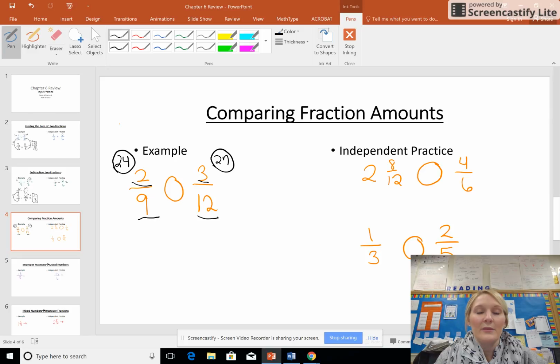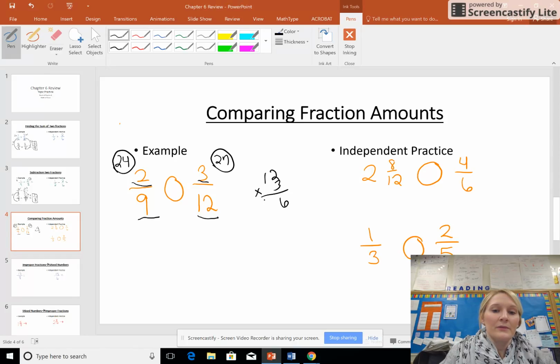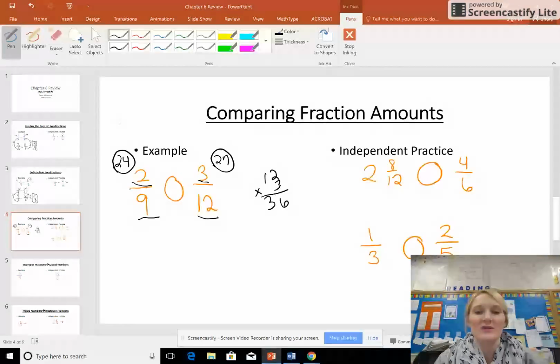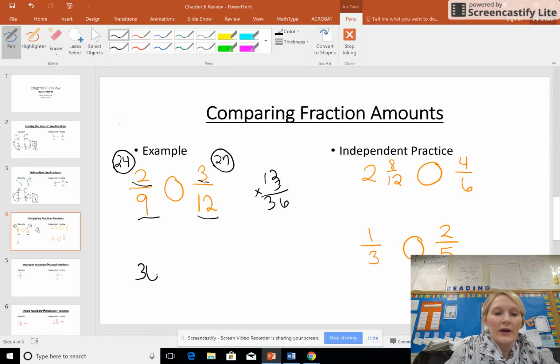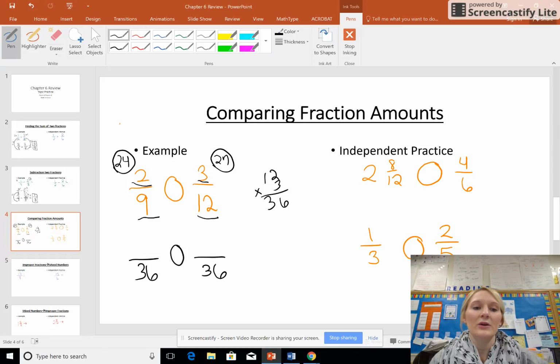I could also find a common denominator between 12 and 9. Well, I know that nothing times 9 will give me 12, so I can't use the number 12. But if I start to think about 12 times 2 is 24, is there anything that can be multiplied by 9 to get to 24? No. If I multiply 12 times 3, and if you need to do this off to the side, that's perfectly fine, 2 times 3 is 6, 3 times 1 is 3. Is there anything times 9 that will give me 36? Yes, there is. 9 times 4 will give me 36. So I can also compare fractions by finding a common denominator. So I'm going to use 36.